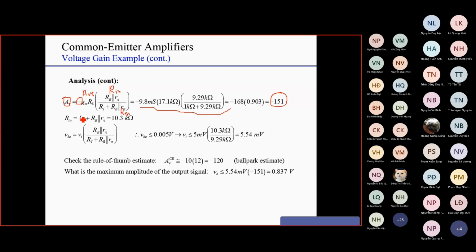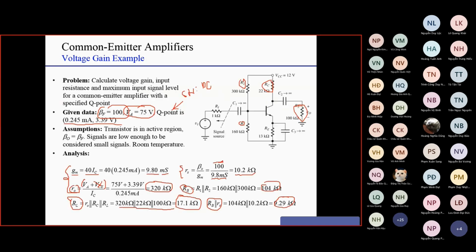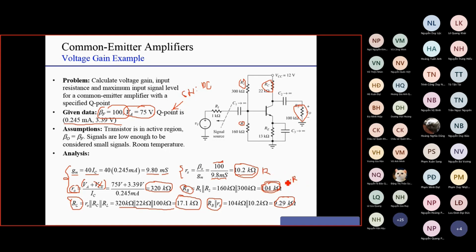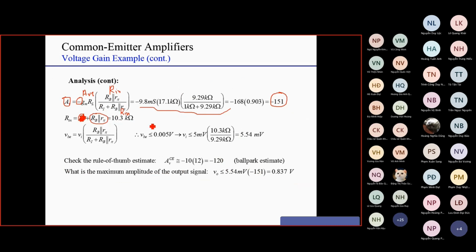Rin here is the wrong equation. Rin has nothing to do with Ri. So Rin here is just Rb in parallel with R pi, and is 10.2 kilo ohm in parallel with 104 kilo ohm. So you can see that one is 10 R, the other is R, so it's nearly R. So Rin is nearly 10 kilo ohm.